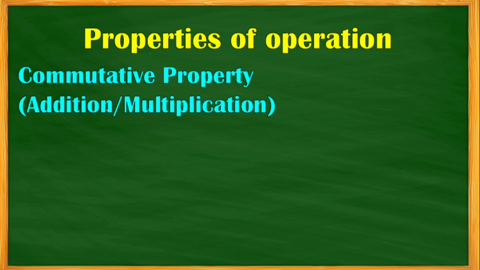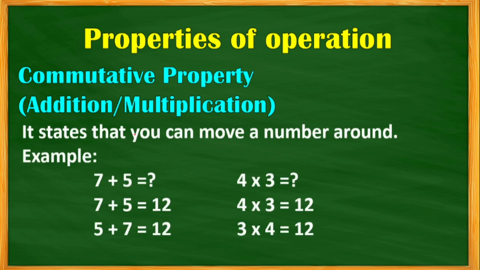And we have commutative property. We have addition and multiplication. Commutative property of addition and commutative property of multiplication. It states that you can move numbers around. So you can manipulate or move around numbers. For example, 7 plus 5 is equal to 12. Or rather, we can express 7 plus 5 as 5 plus 7, which is equal to 12.